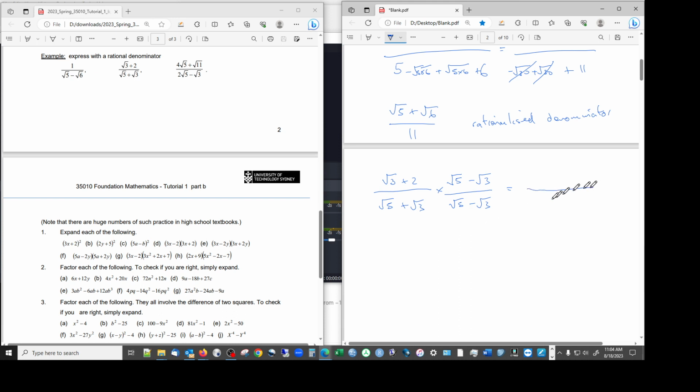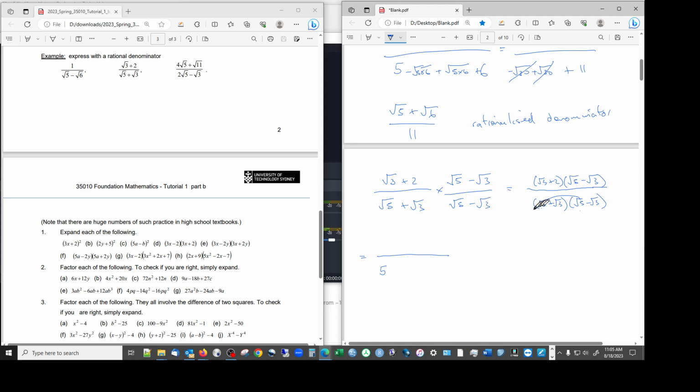Alright, so on the denominator we will have root 5 plus root 3 multiplied by root 5 minus root 3. Okay, and up the top we'll have a similar thing, root 3 plus 2 multiplied by root 5 minus root 3. But I'm more interested in the bottom. Now when we do the expansion on the denominator, we'll get root 5 times root 5, which is root 5 squared, which is just 5. Notice that it's not 25 or anything like that, it's just the number.